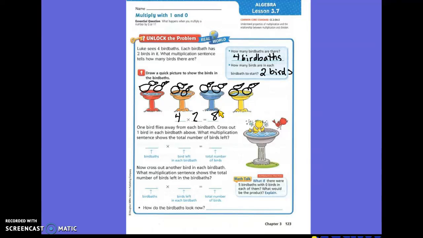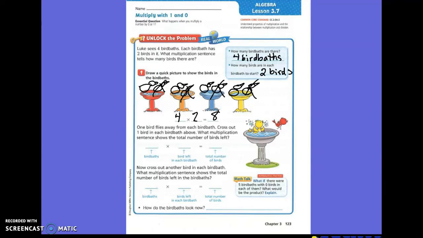Okay, now we are going to pretend one bird flies away from each bird bath. Cross out 1 bird in each bird bath above. And then we're going to write the multiplication sentence for the total of birds left. So cross out 1 bird from each bird bath.